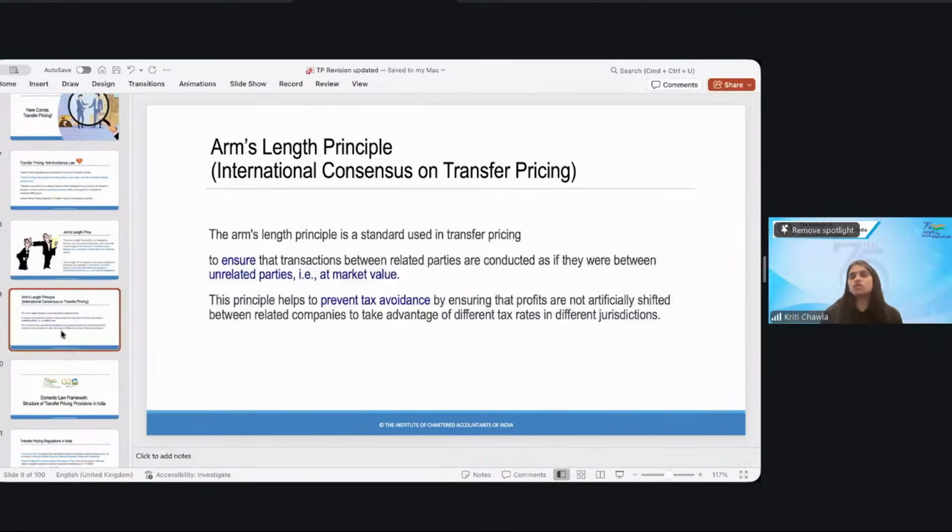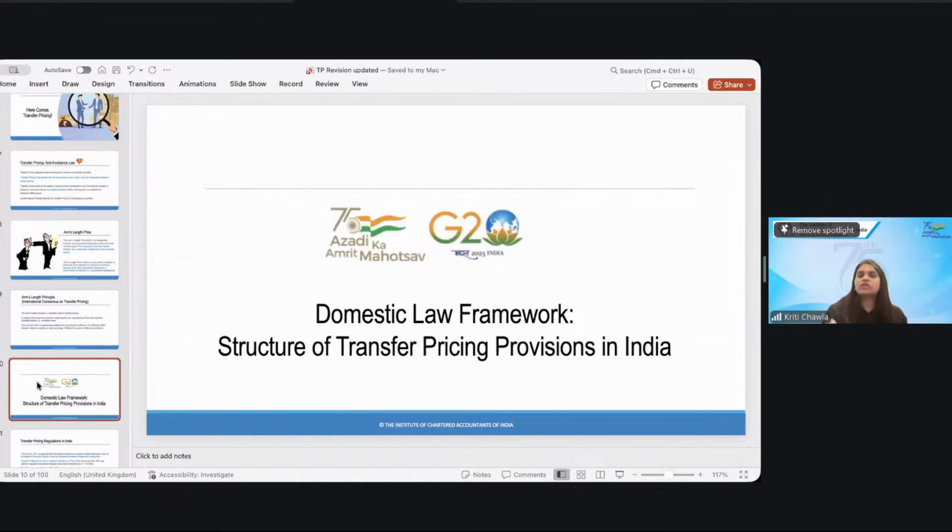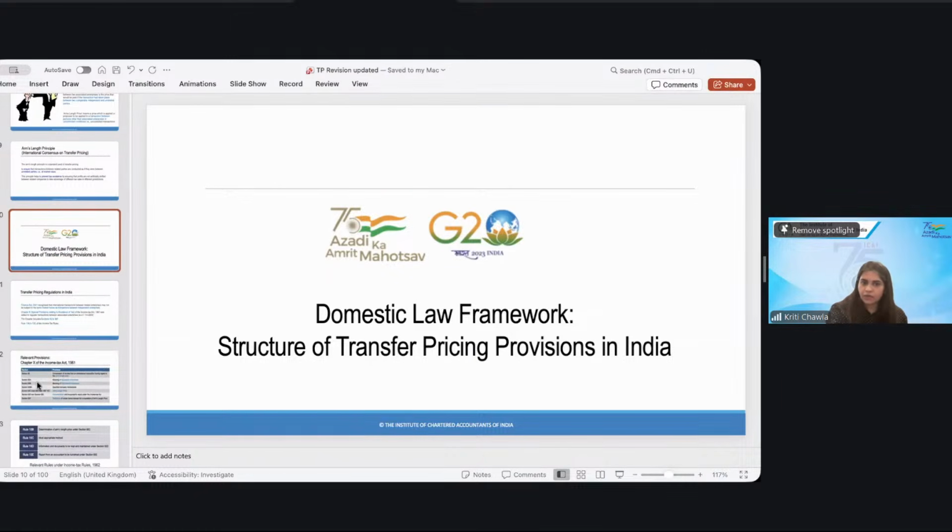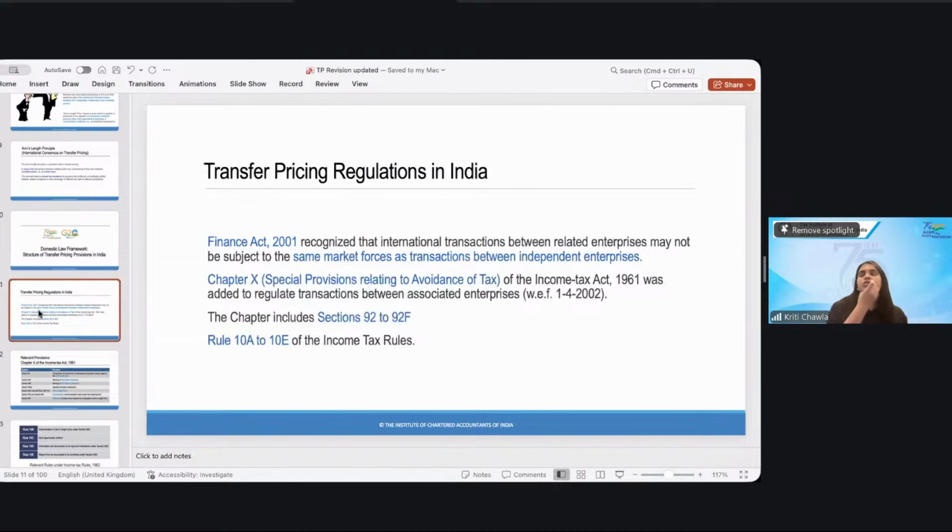Now we'll go on to the next topic, which is the Indian transfer pricing framework. What is the domestic law framework, as in the structure of transfer pricing provisions, in India? Now, you should know the year when transfer pricing was introduced in India. This was the year 2001. Now, this was the Finance Act of 2001.